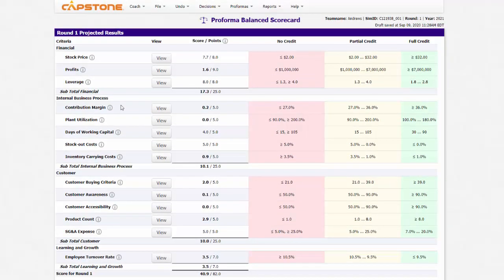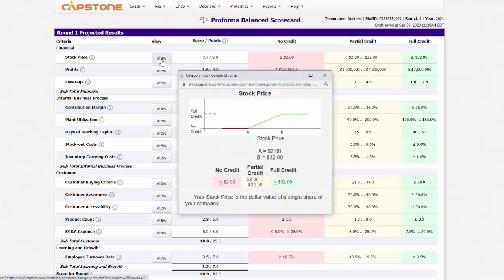Now, how do you use the Balanced Scorecard to do well in the simulation? You can see exactly how you will be graded by the simulation. For example, for stock price, you can click on View and it will bring up a new window. You can see here that you receive no credit for a stock price under $2. You receive partial credit for a stock price between $2 and $32. And if your stock price is over $32, you will receive full credit.